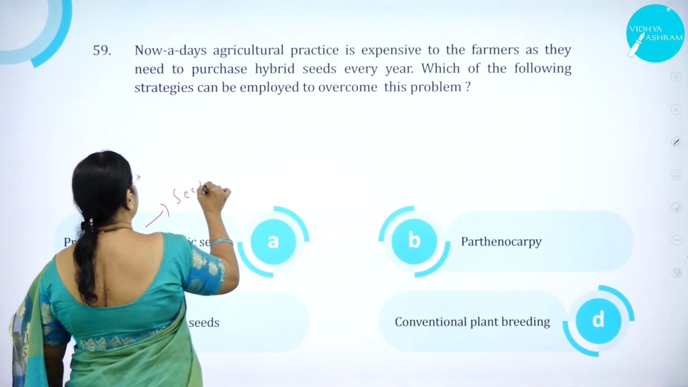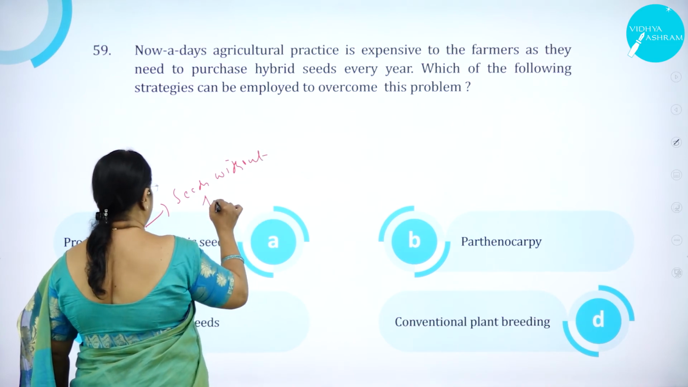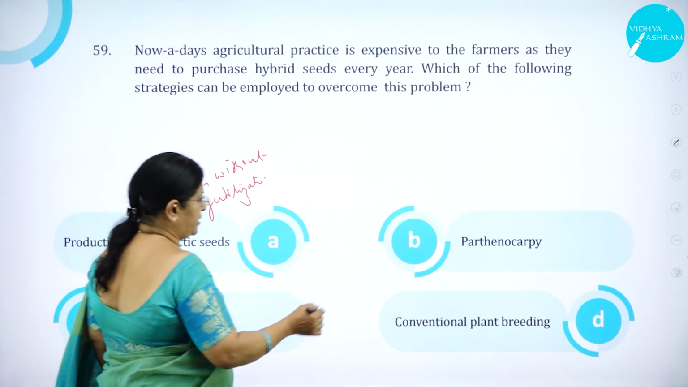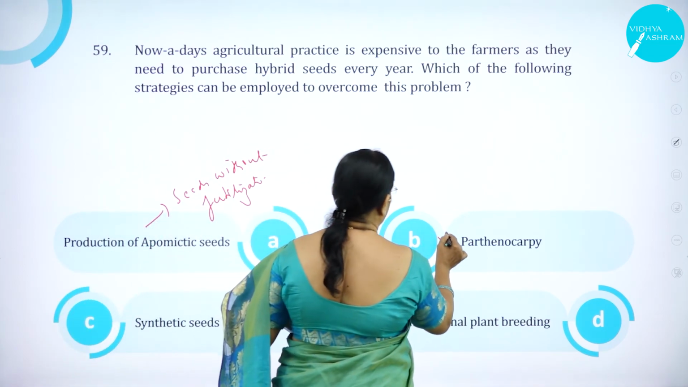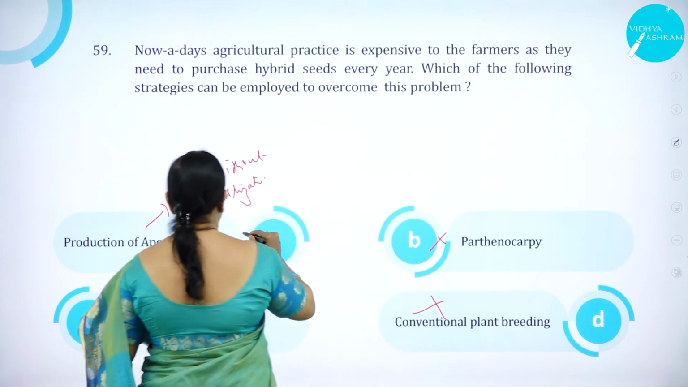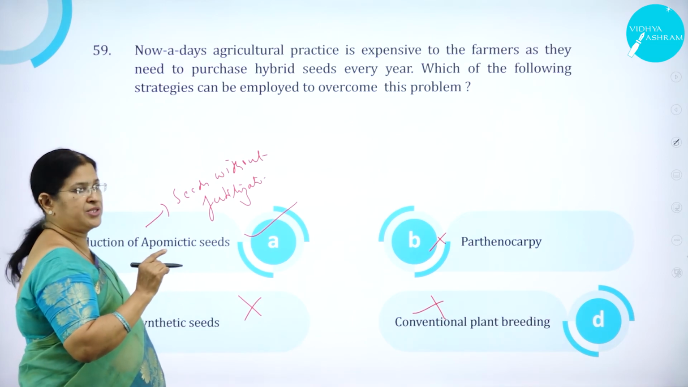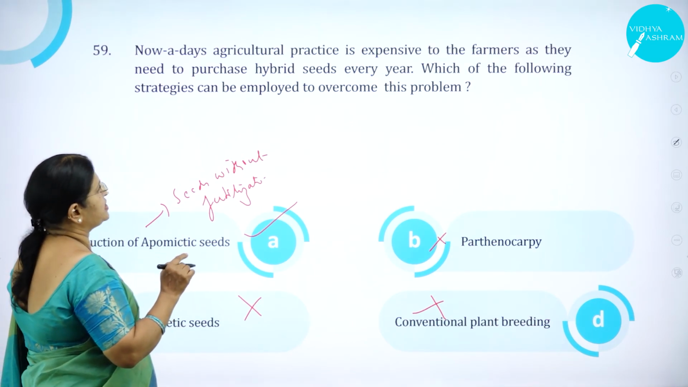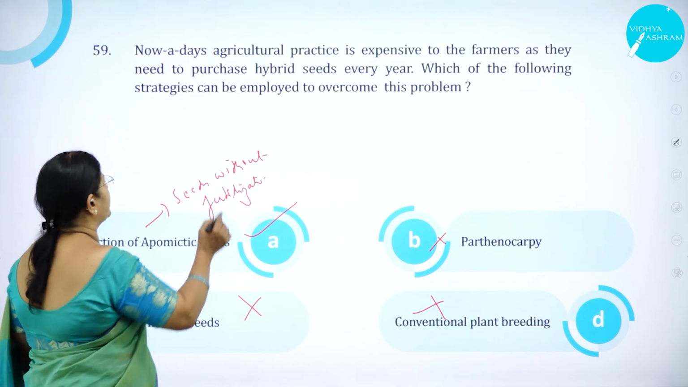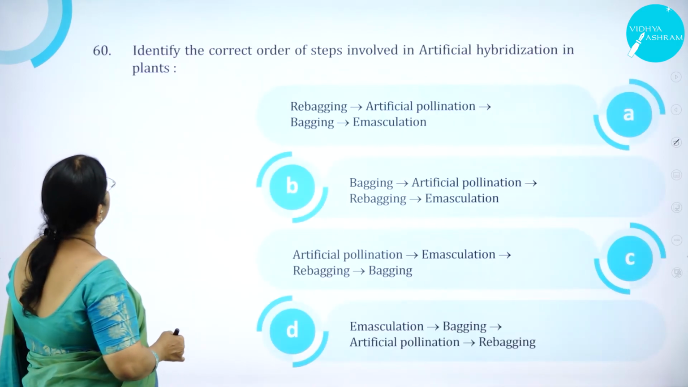Apomictic seeds are those that are produced without fertilization. Then parthenocarpy, no. Then synthetic seeds, no. Conventional plant breeding, no. See, the option is A. So nowadays agricultural practice is expensive to the farmers as they need to purchase hybrid seeds every year. Which of the following strategies can be employed to overcome? That is production of apomictic seeds.